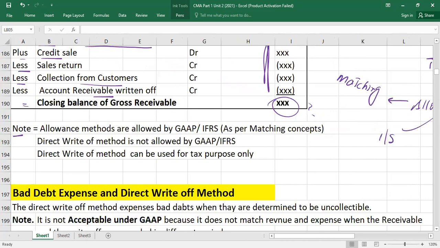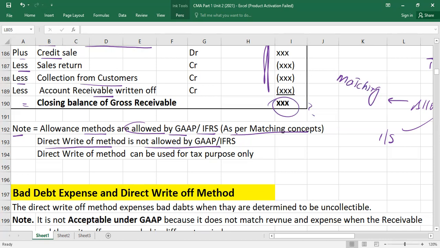Note number 1. The allowance method is allowed by GAAP and IFRS, as I told you, because it follows the matching concept. Second, the direct write-off method is not allowed by GAAP or IFRS, but there is one exception. What is the exception? GAAP says, because our primary focus is GAAP, you can follow the direct method if you feel the results of the allowance method and the direct write-off method are not materially different. If there is no significant difference, if you feel it will produce almost similar results, either you follow the allowance method or the direct write-off method. Then it's up to you.